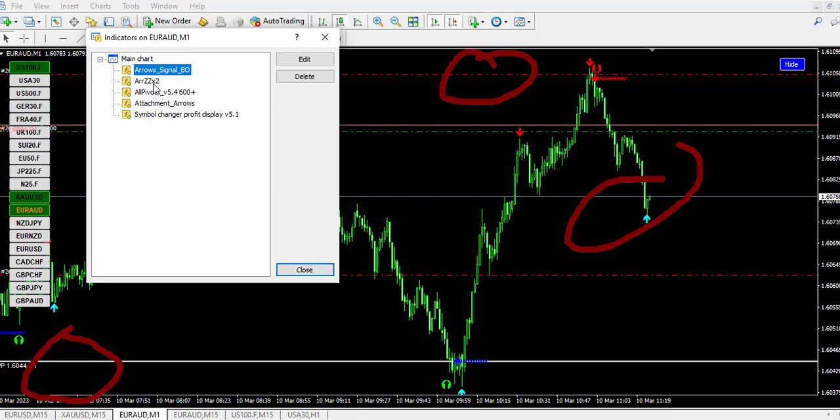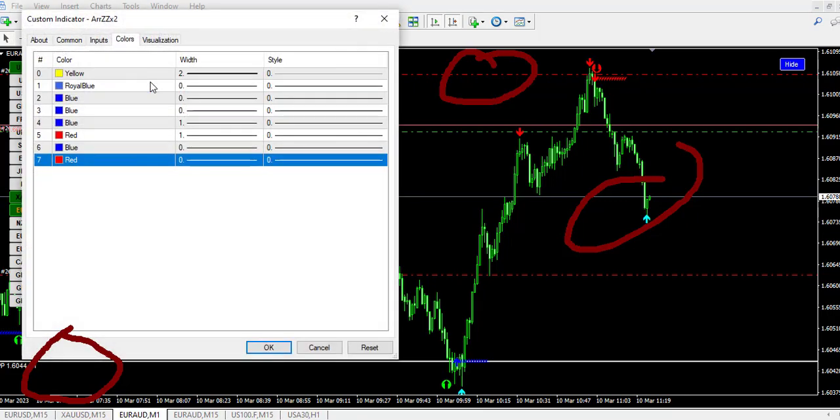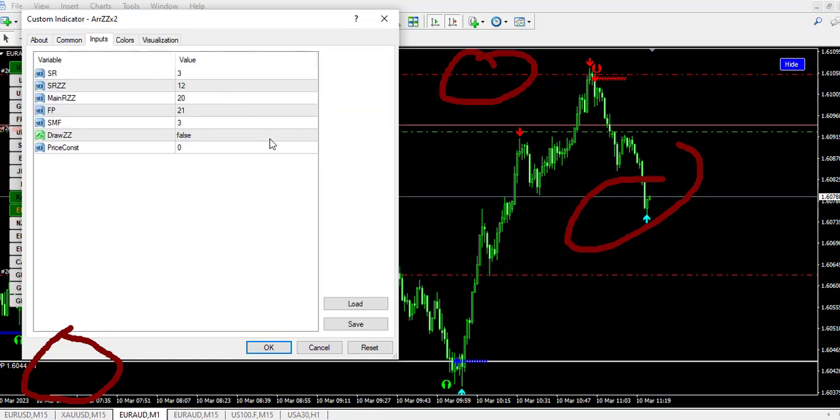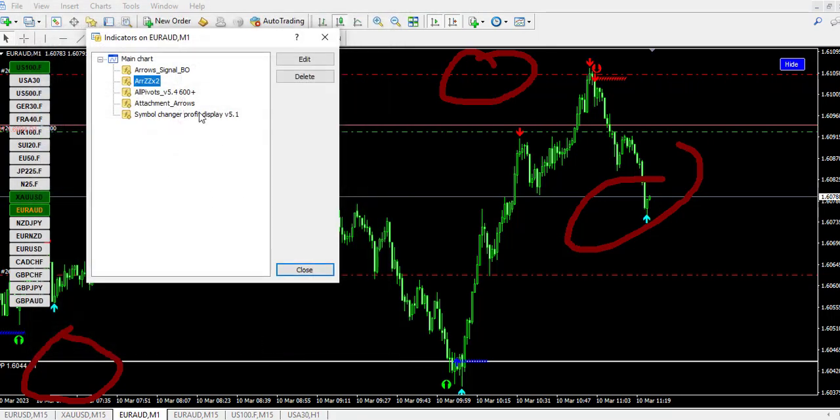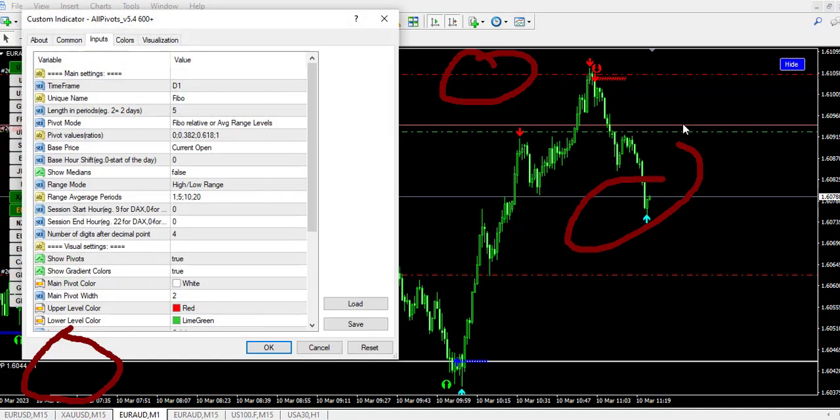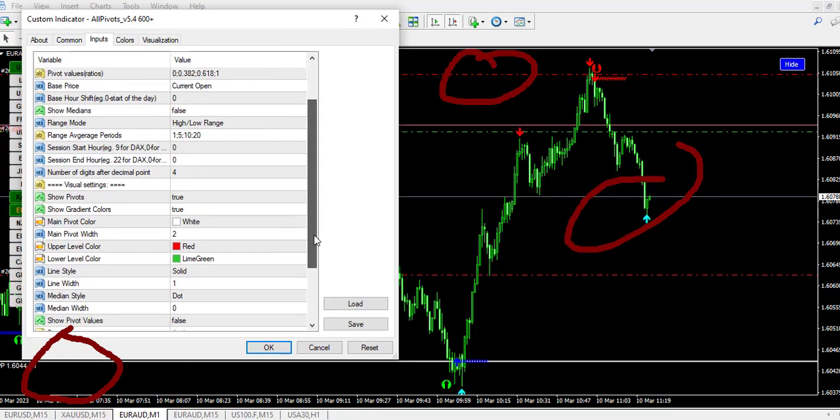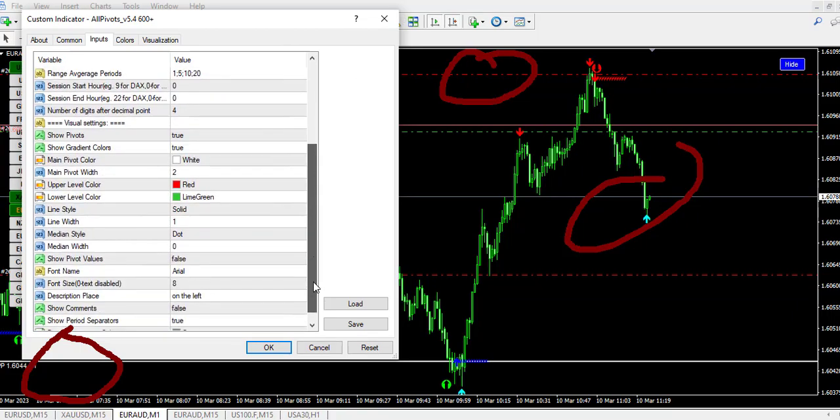And the second indicator is this ARRZZ indicator, and these are the colors, then these are the values. You just set it up accordingly, and this is how to set it up. Click OK when you are done. And this indicator that gives us all these pivot points is this particular indicator, and these are the setting, the values for this particular indicator.